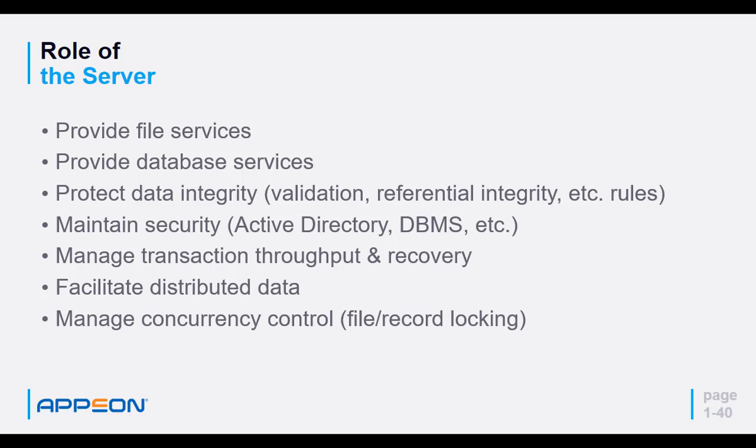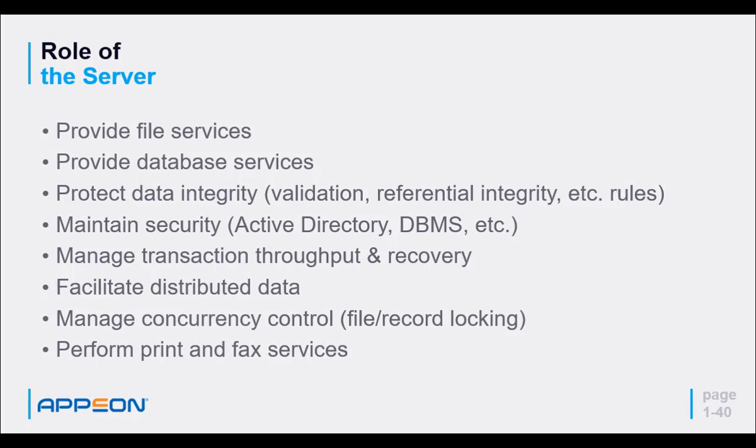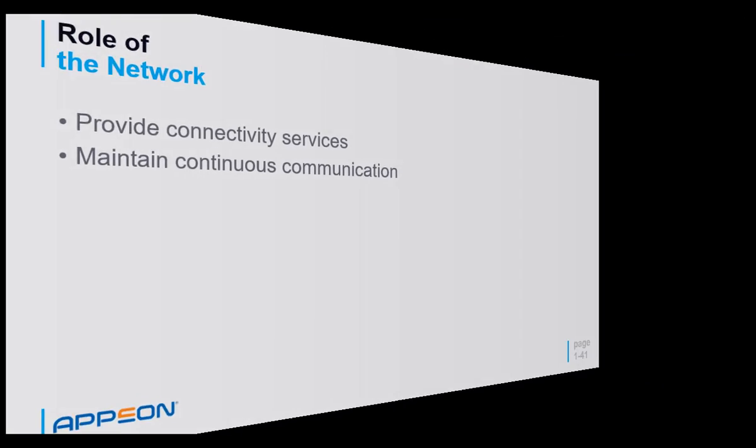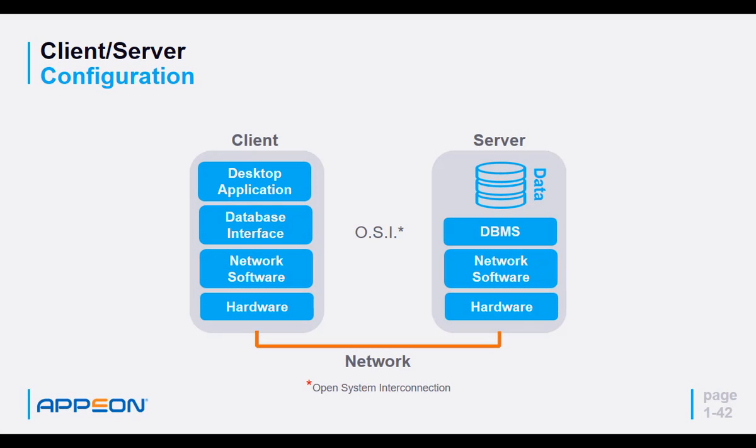And manage concurrency control, in other words, locking of files and records, while one business transaction is also processing similar information from another business transaction on another client. Or provide other services like print and fax services or email, for example. The network, of course, provides the connectivity in the client-server network. It maintains communication between devices, and it may look something like this.